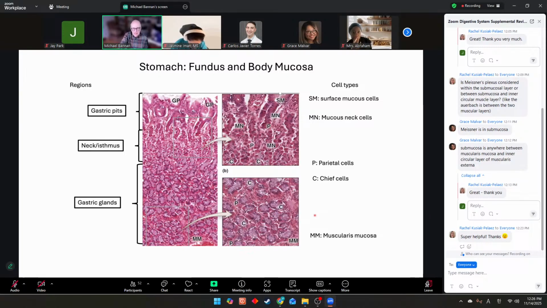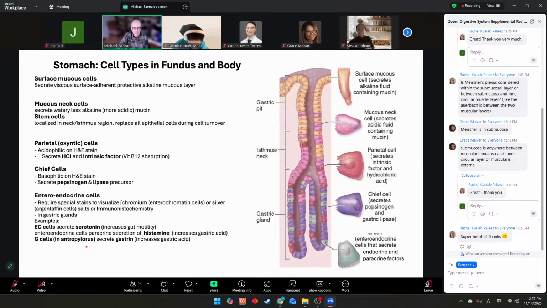And at the very base of this image are a few strands of smooth muscle that are labeled here as MM, muscularis mucosa. So this is showing you the entire thickness of this very thick and complicated mucosa that lines the body and the fundus, and that we refer to as oxyntic mucosa. So let's break down those cell types, okay?